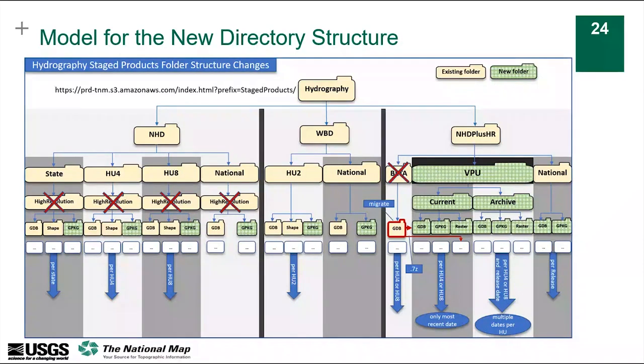For NHDPlus HR, we will remove the beta folder and replace it with a VPU folder containing current and archive folders. Existing data will be placed in the current folder and moved to archive as it is refreshed. We will also populate the GeoPackage folder as this data is produced. Raster data will be contained in a separate folder.